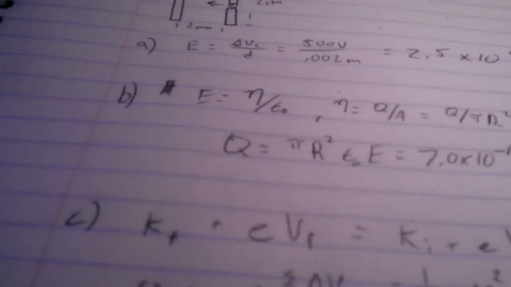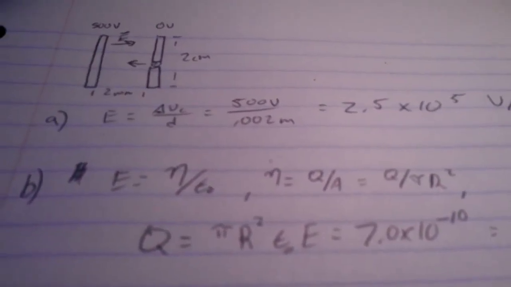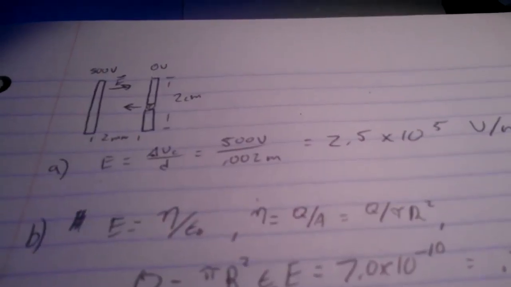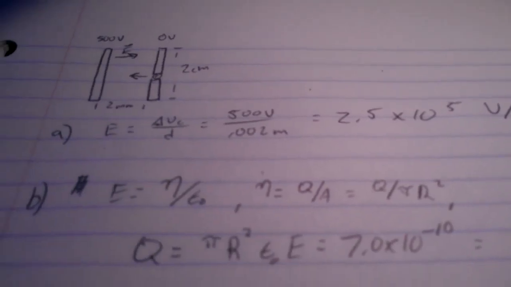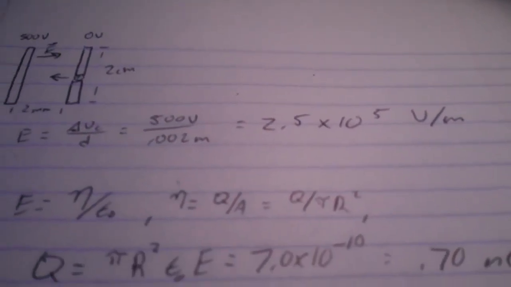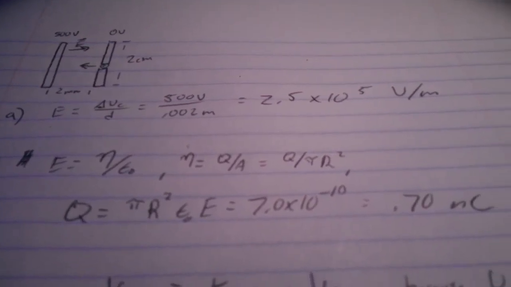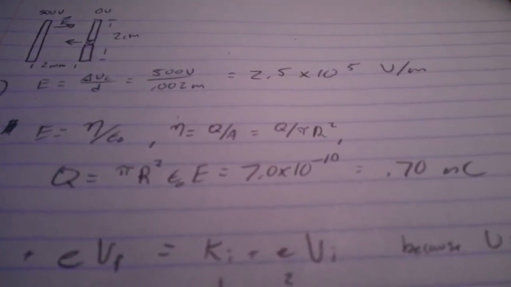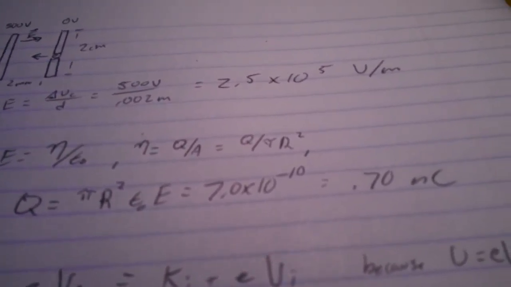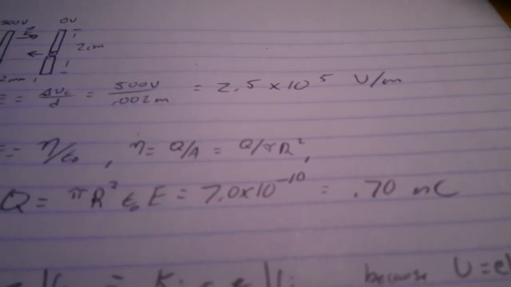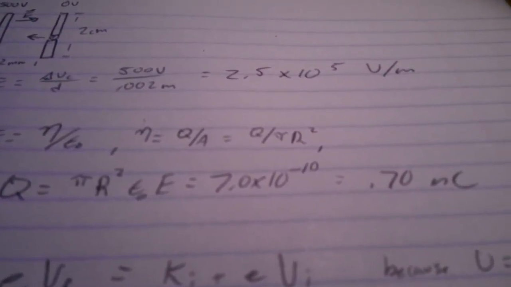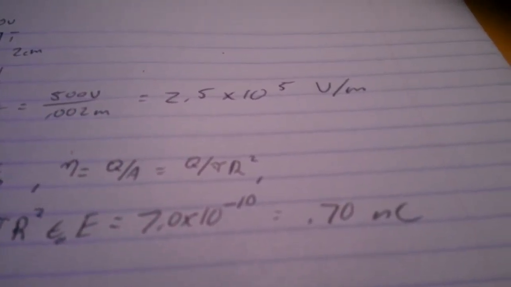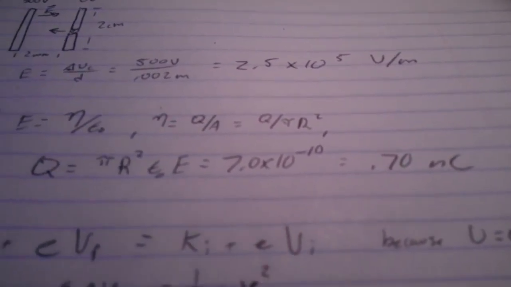And part B is asking for the charge on each plate. And we know E equals eta over epsilon naught. And eta also equals the charge over the area, which is charge over pi r squared because it's a disk. And you can manipulate those equations to get Q equals pi r squared times epsilon naught times the electric field. And we have those numbers, pi and epsilon naught are constants. And then the electric field we got in part A, and we know the radius. So we get 0.7 nanocoulombs for the charge on each plate.